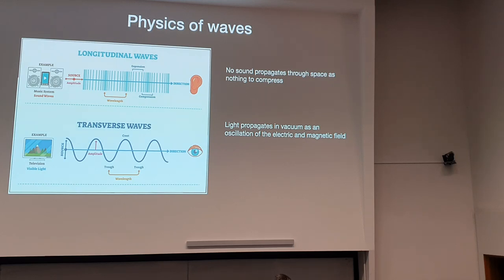Light does propagate in vacuum, obviously. We see stars, and they are far away, and there's the vacuum of interstellar space in between, and that's because it's an oscillation of the electric and magnetic field, which can vary in vacuum, right? So you don't need a support, so to speak, for a magnetic field to span across space. It can just be there. Same for electric fields. The main difference compared to sound as well is that light is a transverse wave.